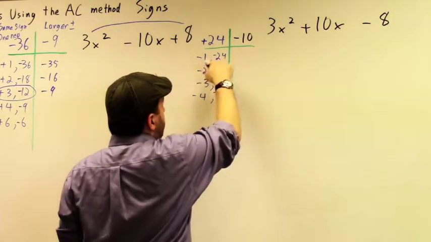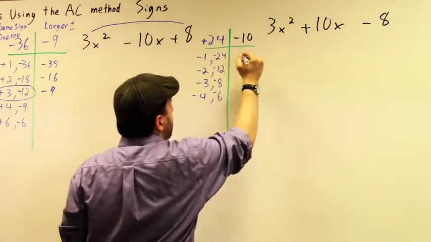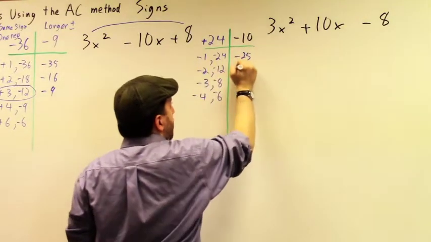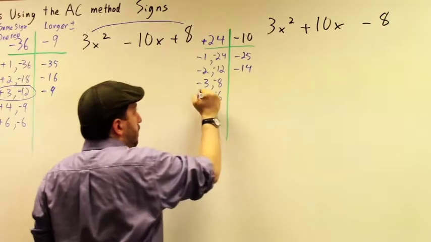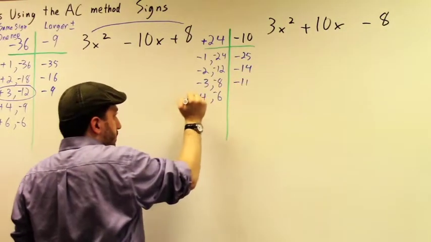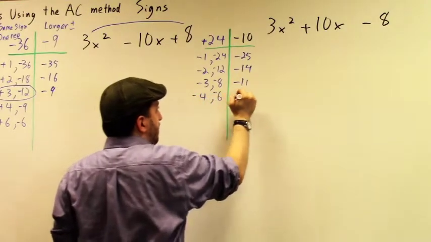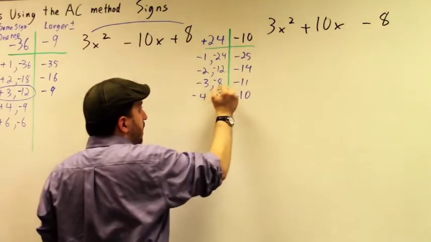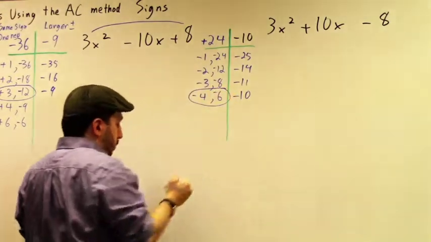And I'm looking for the pair that's going to give me negative 10. So when I combine these two guys, when I do negative 1 minus 24, that's going to give me negative 25. When I do negative 2 minus 12, that's going to give me negative 14. When I do negative 3 minus 8, that's going to give me negative 11. And when I do negative 4 minus 6, that gives me negative 10. So negative 4 and negative 6 are the pair that I want to choose.